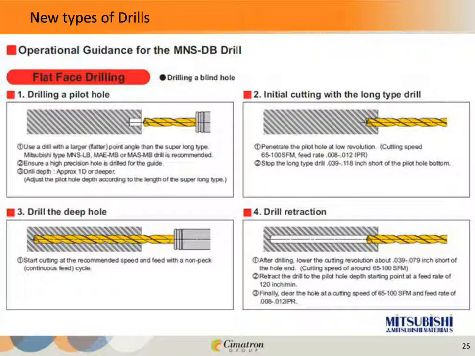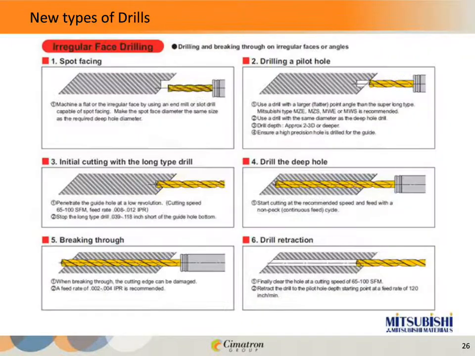And here's an example of irregular face drilling, where something like this is going to require machining, maybe circle milling to establish a flat, and then drilling the pilot hole, and then sending the long drill in, and same thing, slowing down prior to breaking through. So we've got all these different conditions that we want to satisfy here.